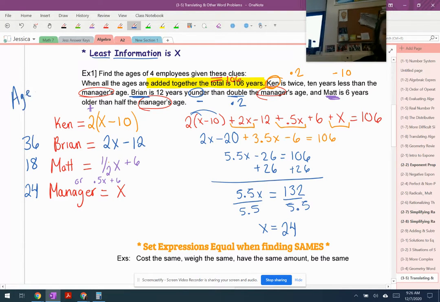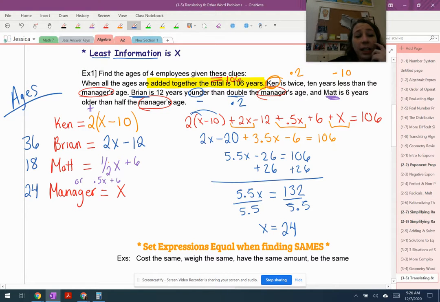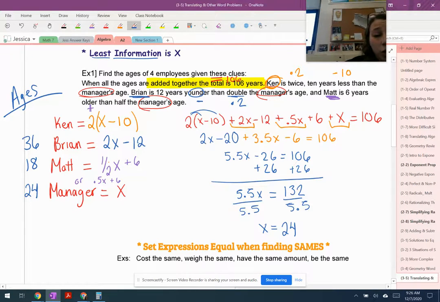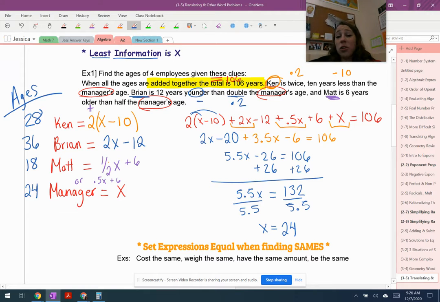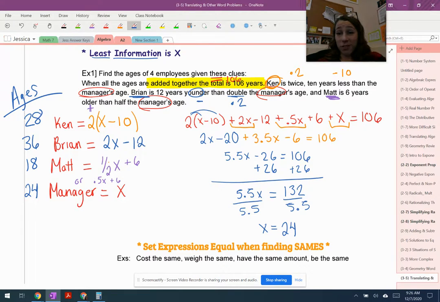And I'm just going to label this ages. And Ken is 24 minus 10, which is 14, and 14 times 2 would be 28. So there are your ages. And you could just plug those right into your calculator, as is with your 24 in parentheses. So there's example 1.